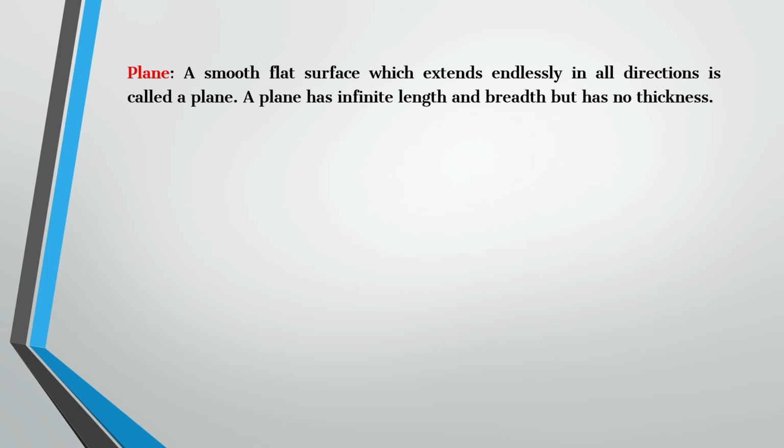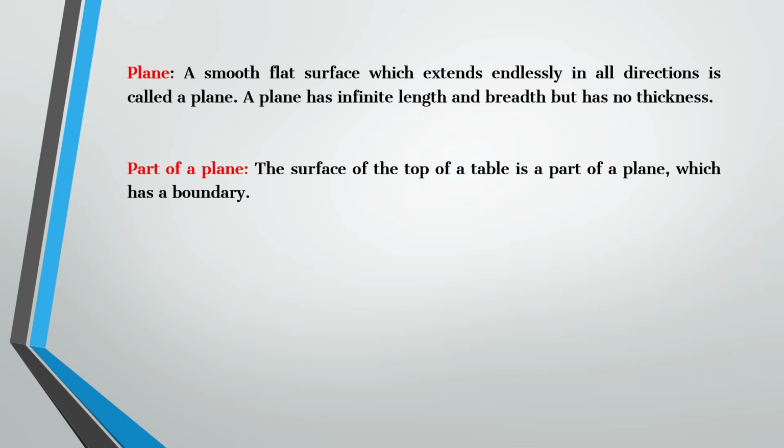And part of a plane means what? Observe this: the top surface of a table is an example of a part of a plane. Even a paper sheet is an example of a part of a plane because it has boundaries. But a plane has no boundaries. We are using paper to draw the figures, and it is also a flat surface.